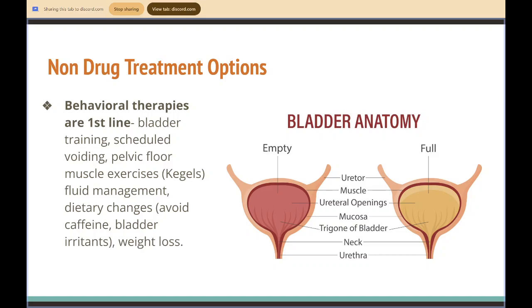On the right, you'll see a picture of the bladder anatomy. On the left side, it's empty. We have the ureter, the muscle, the ureteral openings. They're not marked very well, but basically where the line ends, there's two of them, one on the left and one on the right, which lead to the urethra. You have the bladder mucosa, and you have the trigone of the bladder, which is what causes the spasms or normal functioning, along with the bladder neck and the urethra.